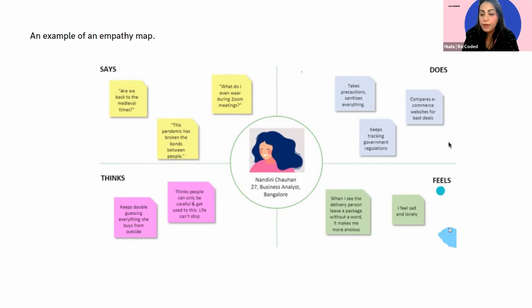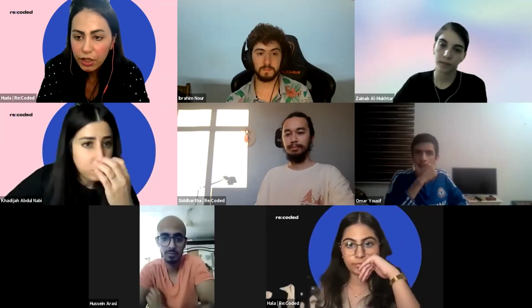Also feels, it's a good thing to add to our empathy map. Basically, it's all about emotions, like how she felt during the pandemic. We all feel sad and lonely, and she also feels the same way. Thinks is basically what she is feeling in her mind, or what the thoughts in her mind are. For example, she is thinking of the pandemic, of how it will end or something like this. So I want now to check on you all.